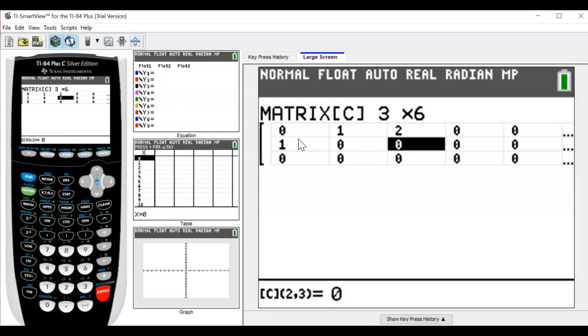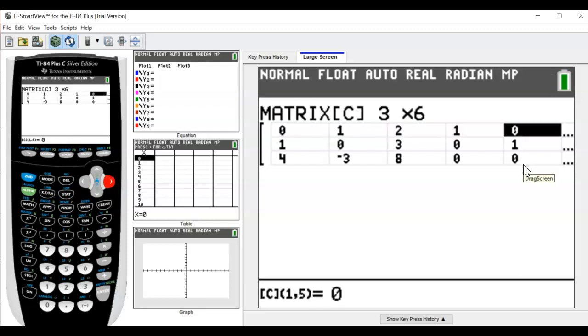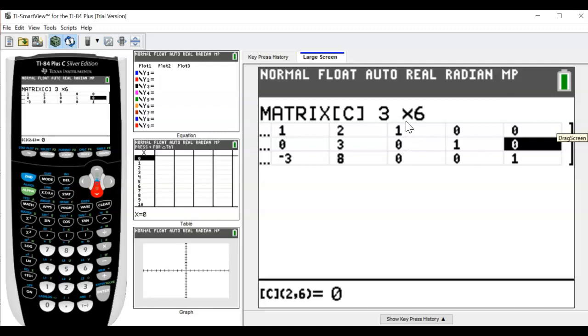The first three columns are going to be 0, 1, 4, 1, 0, negative 3, 2, 3, 8. So that's my A part. Now I'm going to go to my next three columns and create the identity matrix. Hopefully you see that, and the next three columns are going to be just the identity matrix.